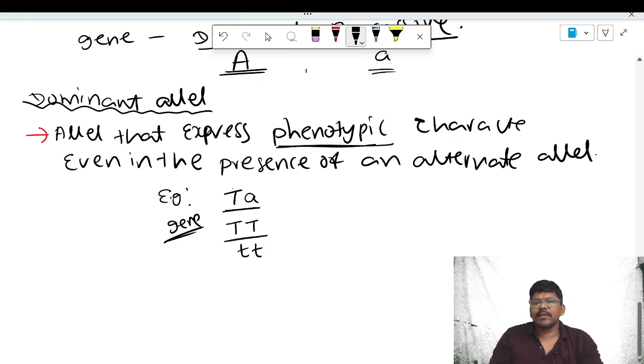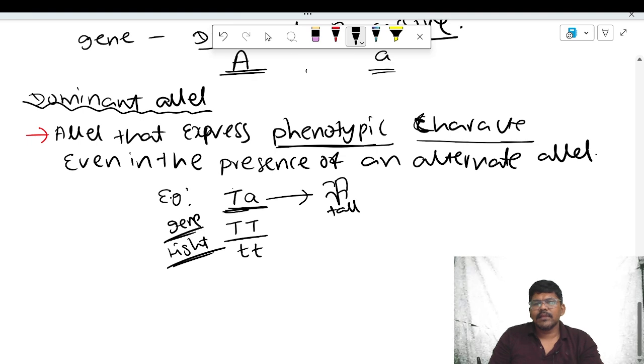Phenotype means phenotypic character. Phenotypic character means the character which will appear externally. That is because of the gene present inside the organism. Here, there is a gene responsible for the maintenance of the height of the organism. If you see the first one, if it is present in the tall, we can see the formation of a tall plant. Here, the dominant allele is responsible for the tallness of the tree. This dominant allele will express its phenotypic character, which here is the tallness of the plant, even in the presence of an alternative allele.